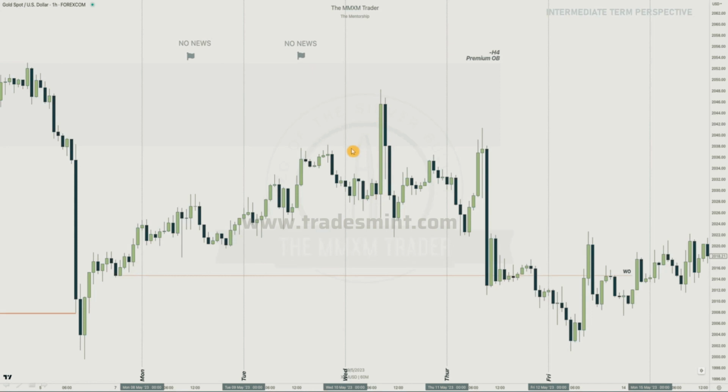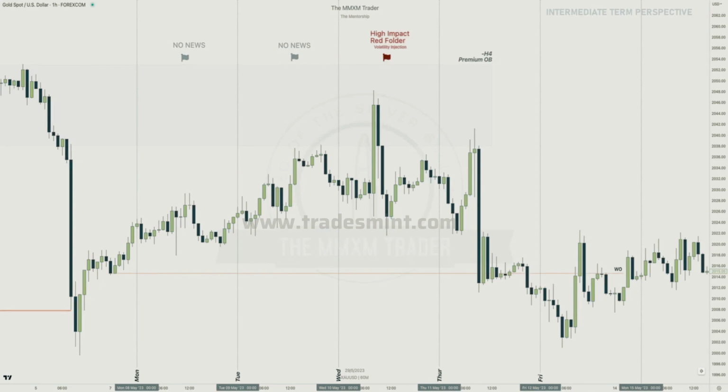Now what can we expect for Wednesday, right? What do we want to see when we're bearish? We want to see a high of the week being formed, right? And then that is coupled up with a high impact news event. So in this case we've got CPI, and then it's most likely to form the high of the week with that news folder. So CPI, volatility injection, and remember that 4-hour bearish order block in premium, that is the area where we want to trade from.